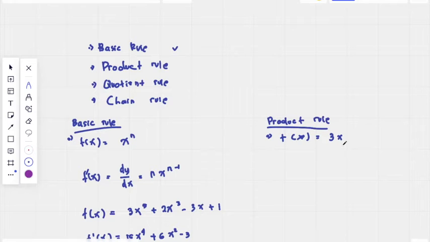So actually the product rule is how to find the derivative of a function that is a multiplication of functions. For example, if I have 3x times sine x, I have two functions here, 3x and sine x. Okay, how to find the first derivative of this function?